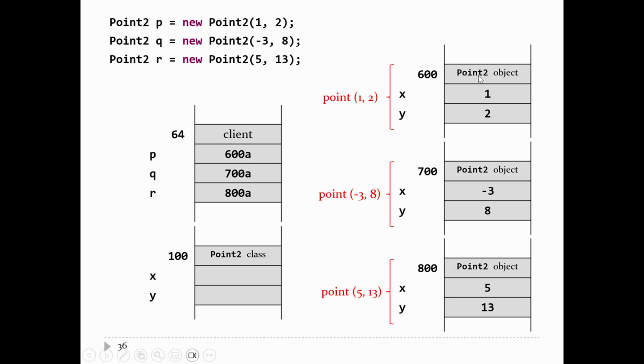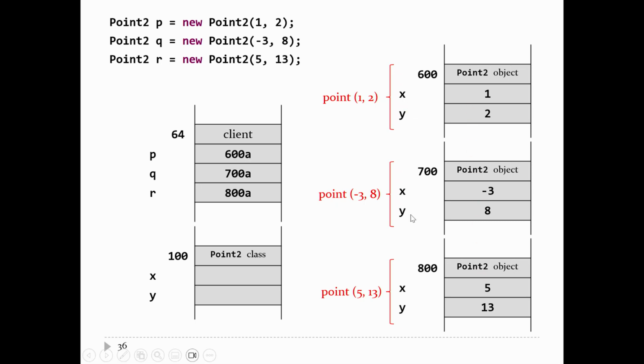So over here, when you write new Point2, we make a copy of this class. We use the class as a blueprint to make an object. We make a new empty object up here, and the constructor fills in the values of x and y with 1 and 2. The second constructor call makes a new point object by copying the class, and fills in the x and y coordinates to -3 and 8. The third constructor call copies that class to make the object, and fills in the values of 5 and 13. You now have 3 separate points.